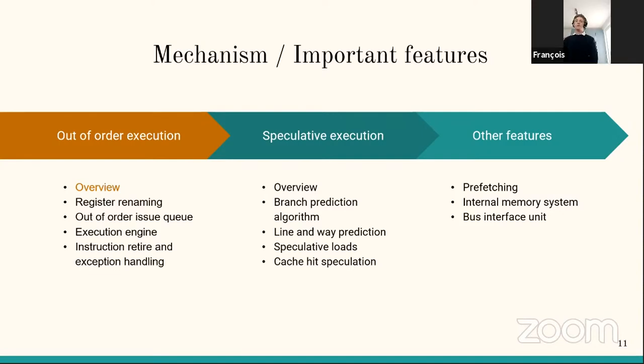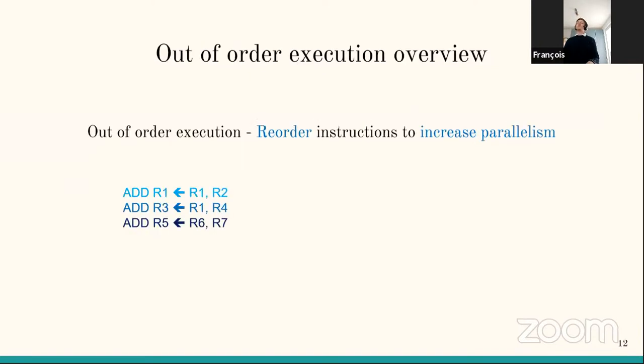The two main features of this microprocessor are out-of-order execution and speculative execution. There are also some features that are important as well, but not as important as the first two. I will start with the out-of-order execution, then I will present the speculative execution in the processor, and then we'll have a look at the last features, which are also important in this processor. So let's move to the out-of-order execution.